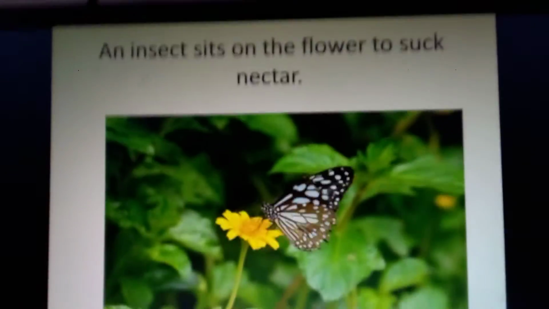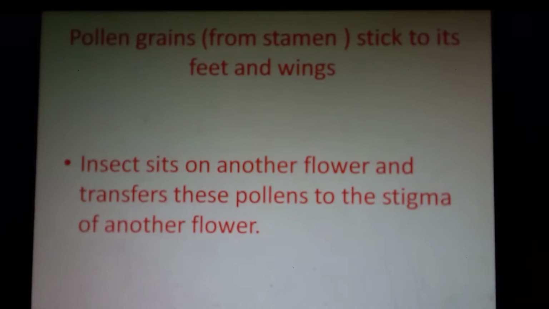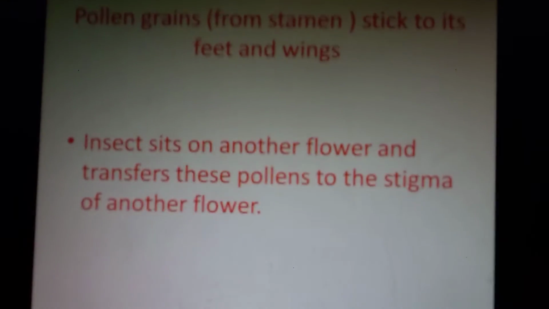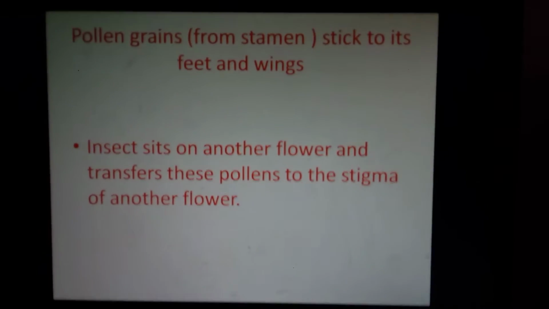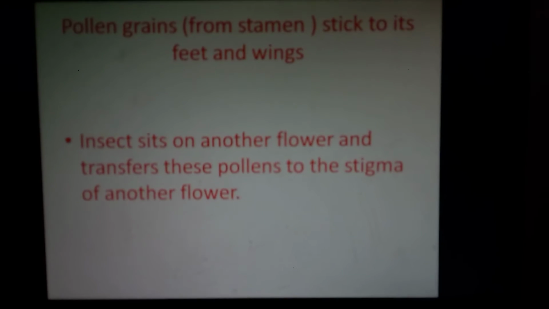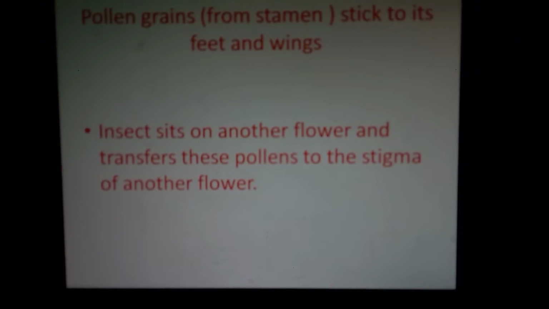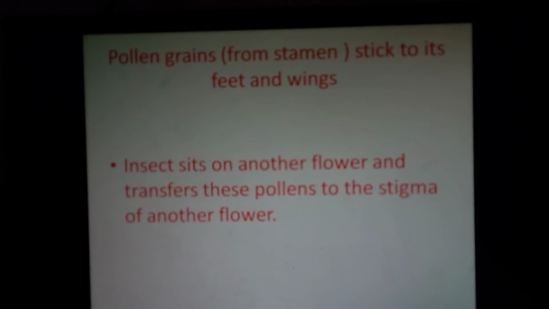So they help in pollination. Pollen grains from the stamen stick to its feet and wings. The insect sits on a flower and transfers these pollen grains to the stigma of another flower.